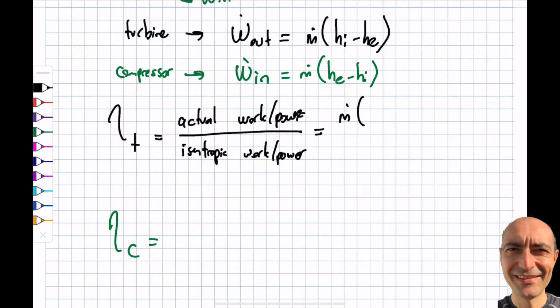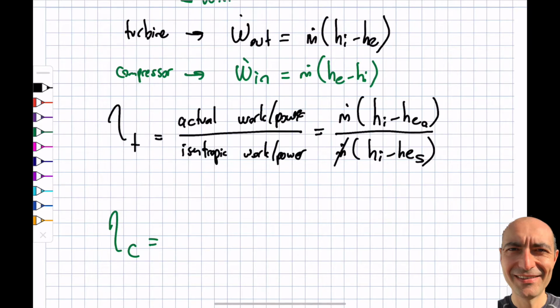M dot times, for turbine, HI minus HE, let's call this actual, divided by M dot times HI minus HE isentropic. M dots cancel, so I get HI minus HEA divided by HI minus HES, okay?